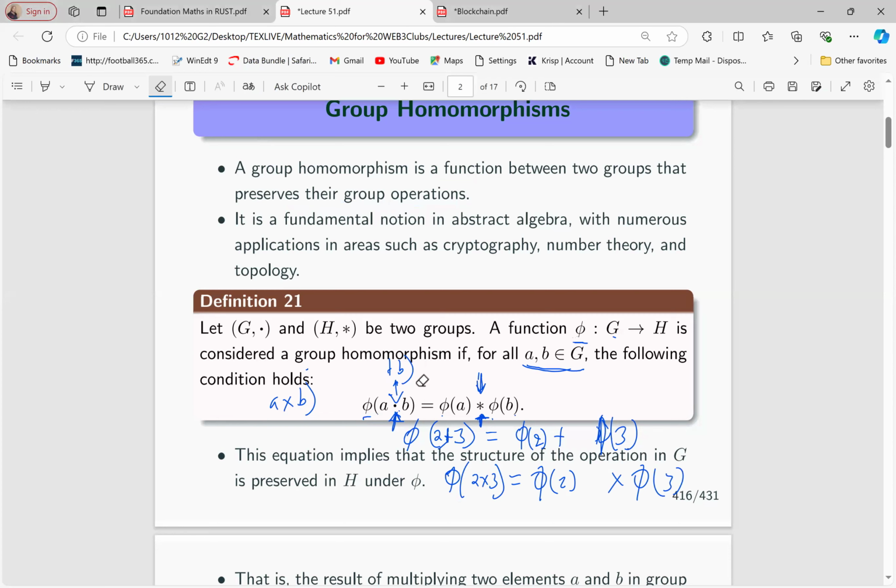Now, I hope the definition is clear. I just want to explain a few concepts on this definition, especially on the notion of preserving the group operations. I just want to do some explanations there, and then we look at examples to help us understand.